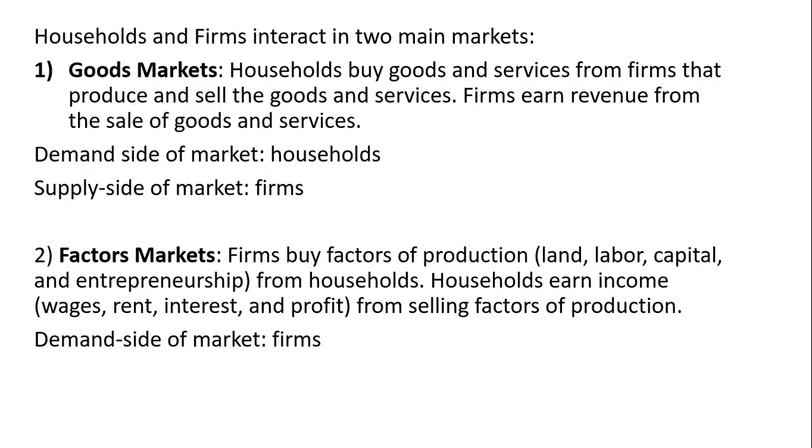In this side of the market, the demanders are firms. Firms demand factors for production. Firms demand labor. They demand land. They demand capital to help produce their goods and services. The supply side in this market, the sellers, are households. Households supply labor services. They rent out their land, lease out, rent out capital, and so on.